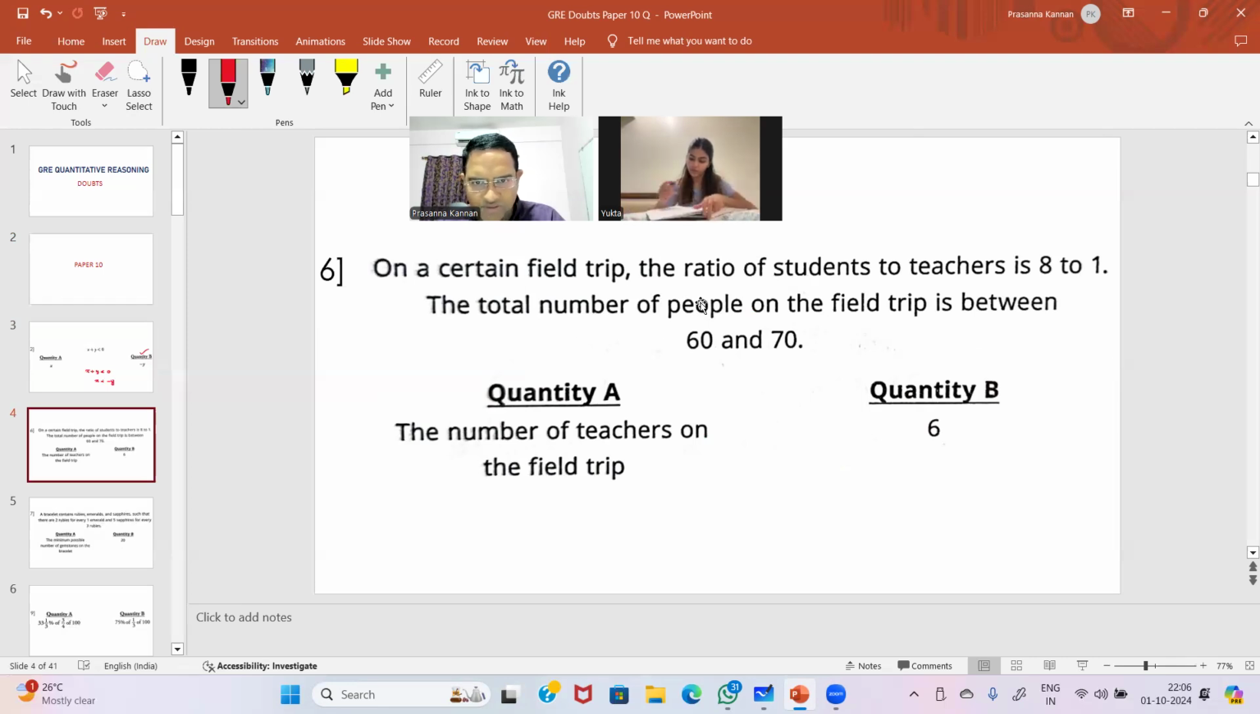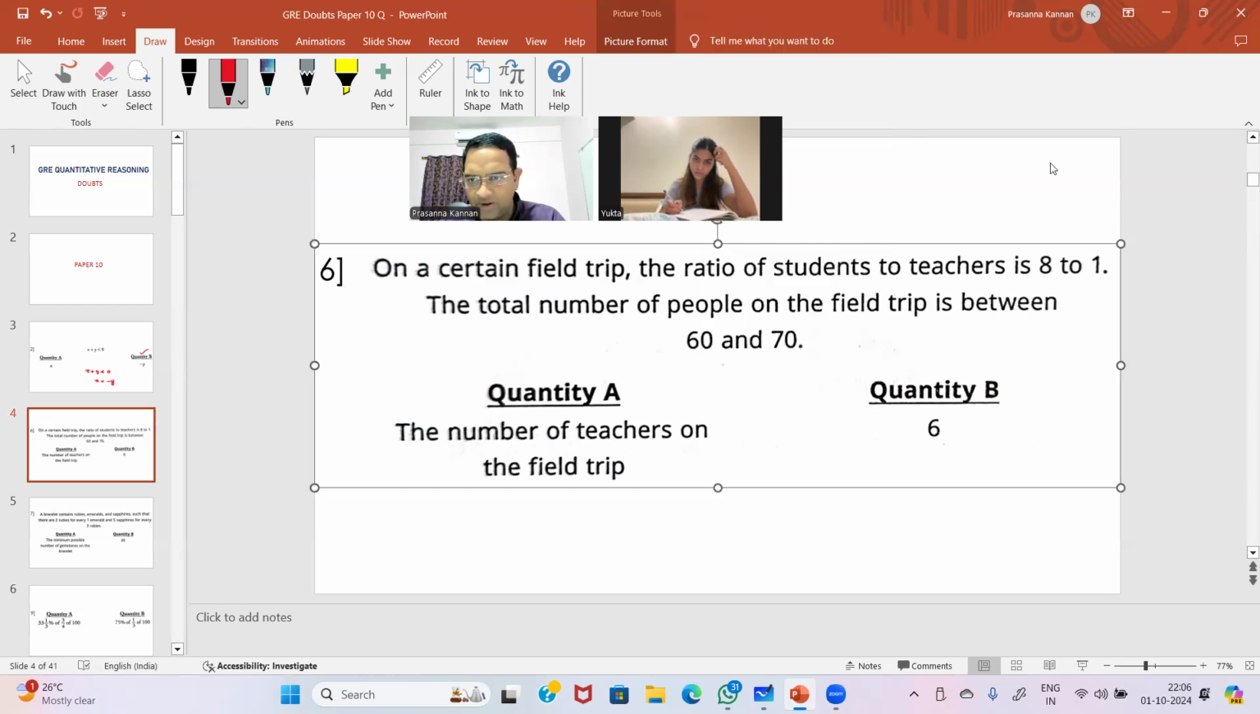Was this one of your doubts or again Udipan's? Yeah, this was one of my doubts. Okay. On a certain field trip, the ratio of students to teachers is 8 to 1. The total number of people on the field trip is between 60 and 70. Quantity A is the number of teachers on the field trip and quantity B is 6, right?